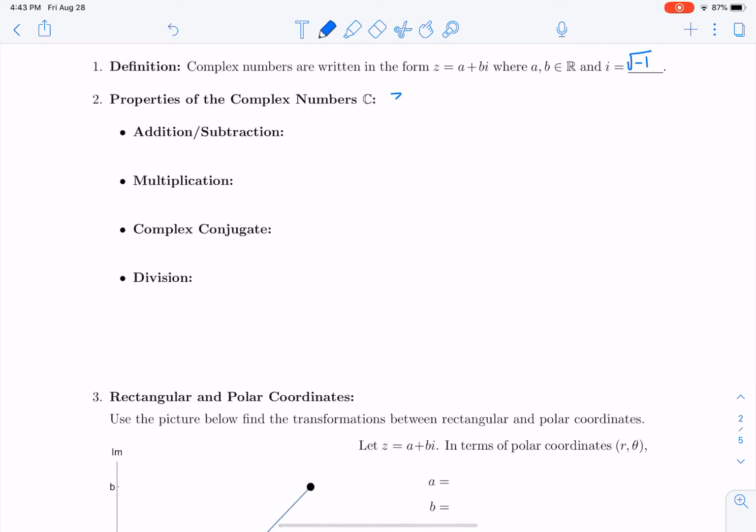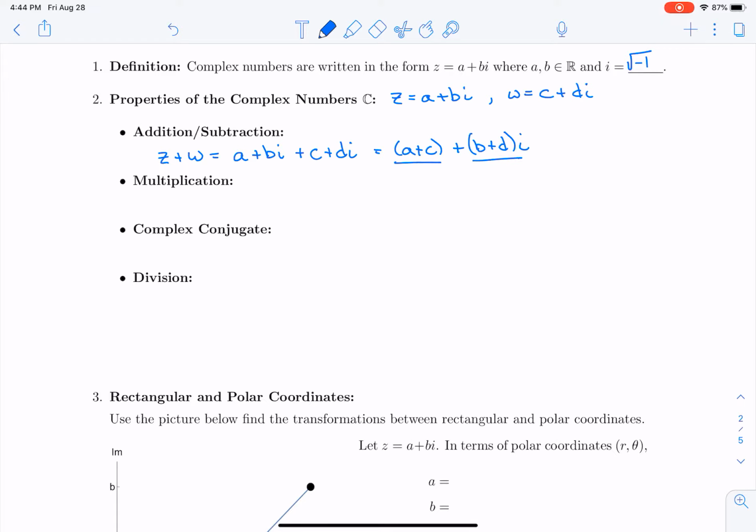So I'm going to start with 2 numbers. I'm going to call the first one z, which is just a plus bi. And then the second number I'm going to call w, which is going to be c plus di. And a good question is, can I add 2 complex numbers together? What is z plus w? Is that a complex number? Well, I can take a plus bi plus c plus di. I'm going to assume that addition is commutative here, so that gives me a plus c plus b plus d times i. And a plus c is a real number, and b plus d is a real number, and so z plus w meets the definition of a complex number.